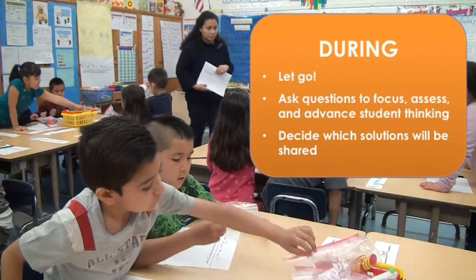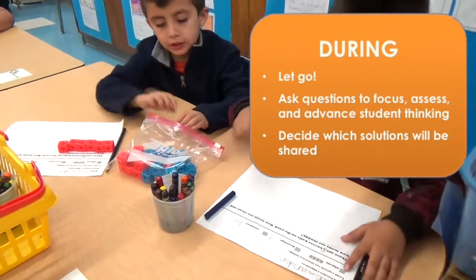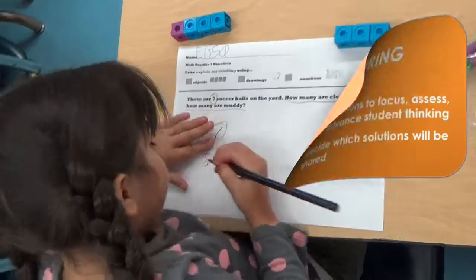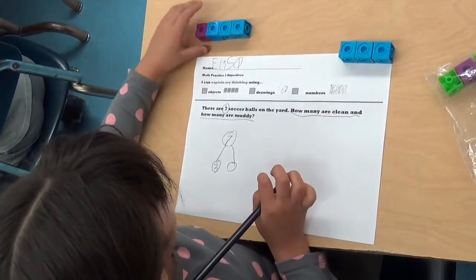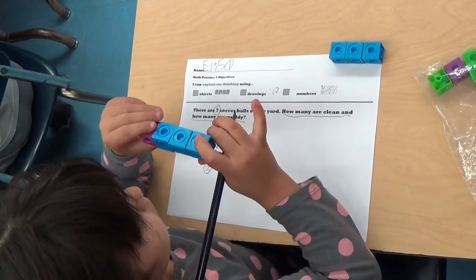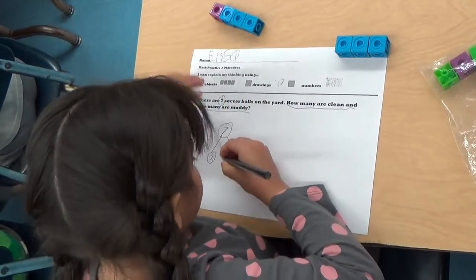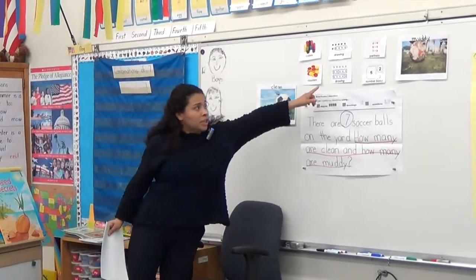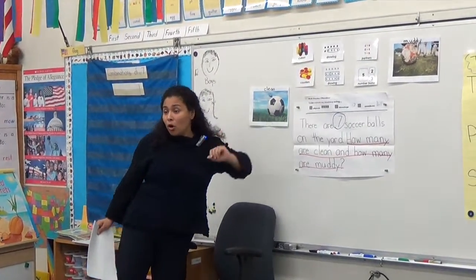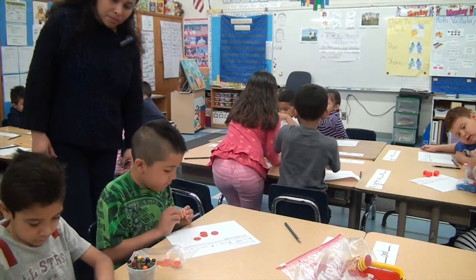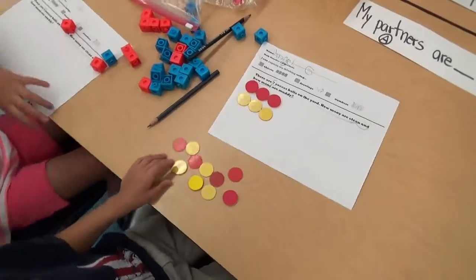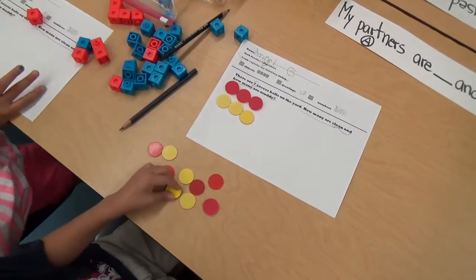In the during phase, I let students go and let them work independently before working with a partner. This helps them to grapple and make sense of the information before they have to share their ideas and strategies. I provided various tools and reminded them of our MP3 objective, which is to explain their thinking using objects, drawings, and numbers. I walked around and asked focusing, assessing, and advancing questions to ensure that all students were working at their zone of proximal development.